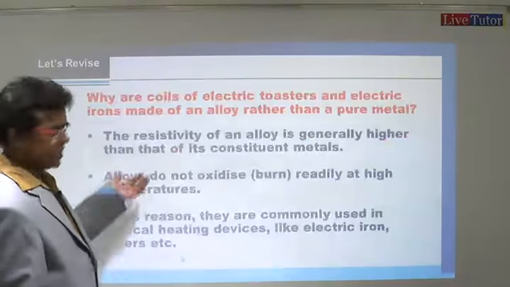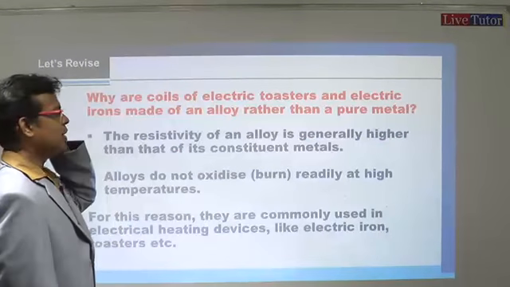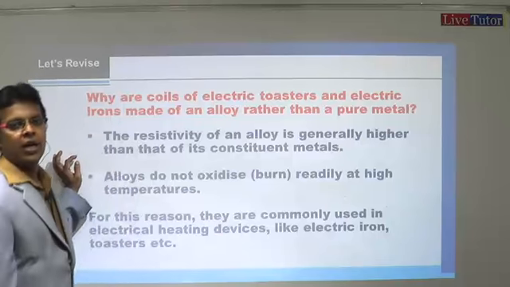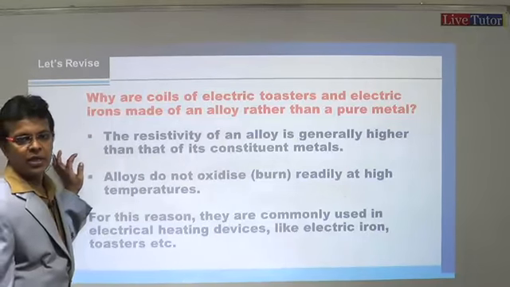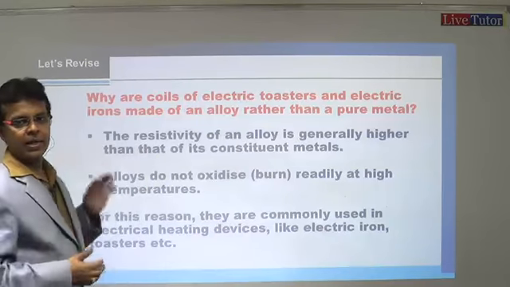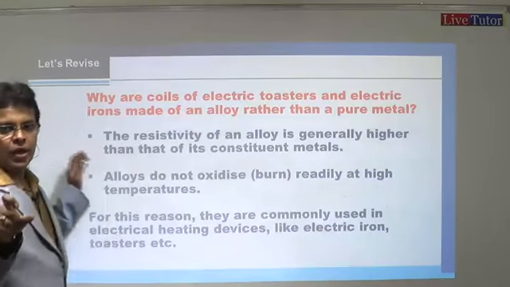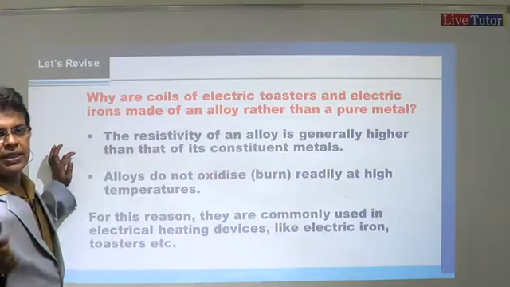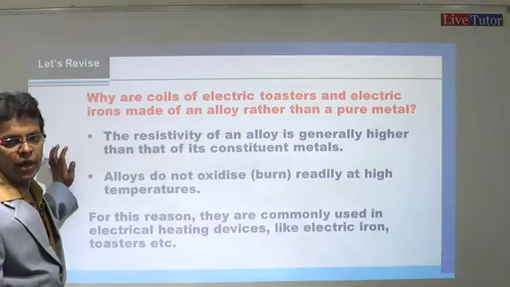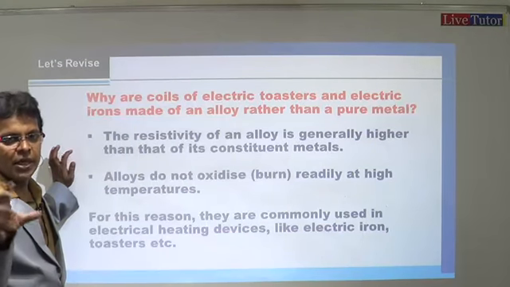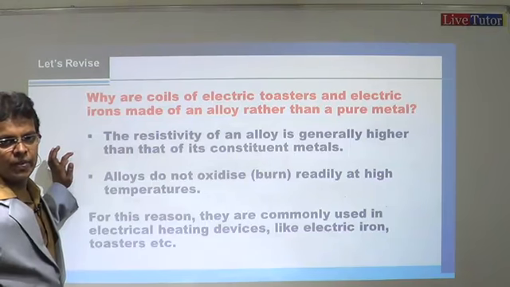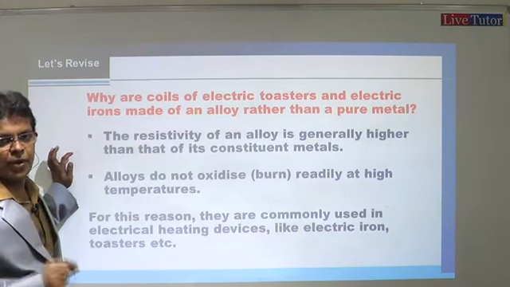And then the next important question. Why are coils of electric toasters and electric irons made of an alloy rather than a pure metal? There are two important points. We have already discussed it, so try to recollect it. The resistivity of an alloy is generally higher than that of its constituent metals. What component metals are there in an alloy? They will have their own resistance, but if you combine them, the resistance will always be higher than the individual metals. That is the first point.